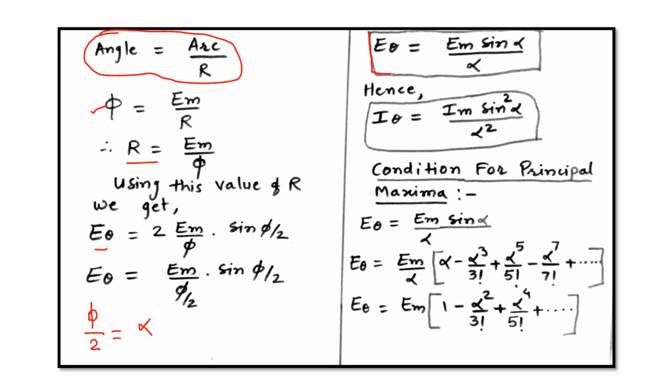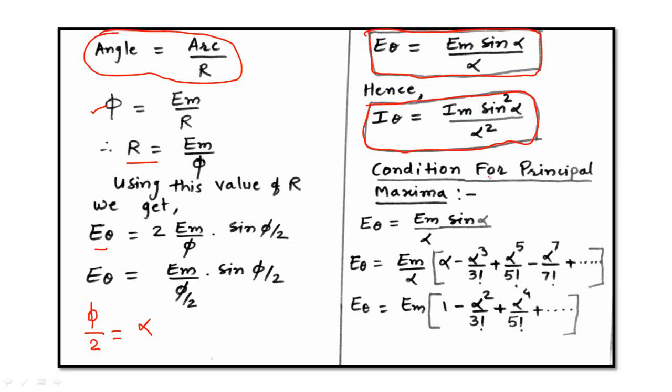So this is the equation for amplitude of the diffracted rays, which is important. Now since we obtain the equation in terms of amplitude of the diffracted rays, we can write the equation in terms of intensity just by taking the square of this equation. So squaring this equation, we get square of E theta as I theta, square of Em as Im, square of sine alpha as sine square alpha upon alpha square. So we can write the equation for intensity of diffracted rays as I theta is equal to Im into sine square alpha upon alpha square.